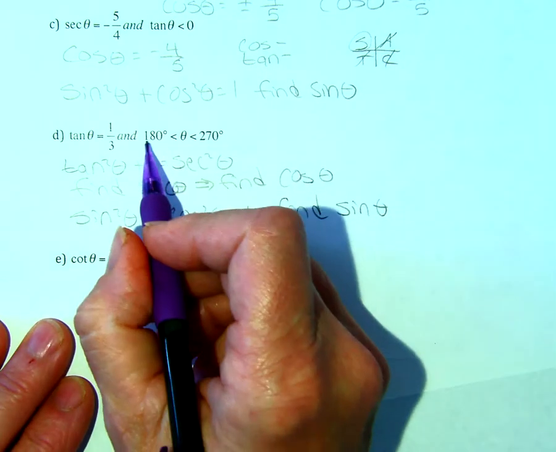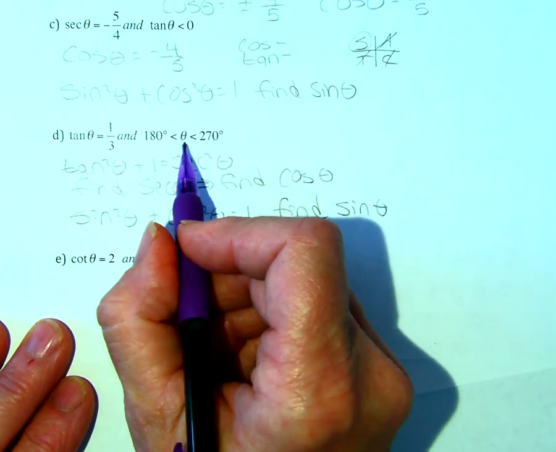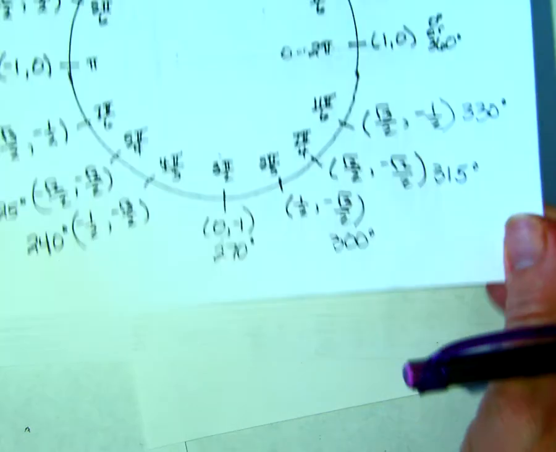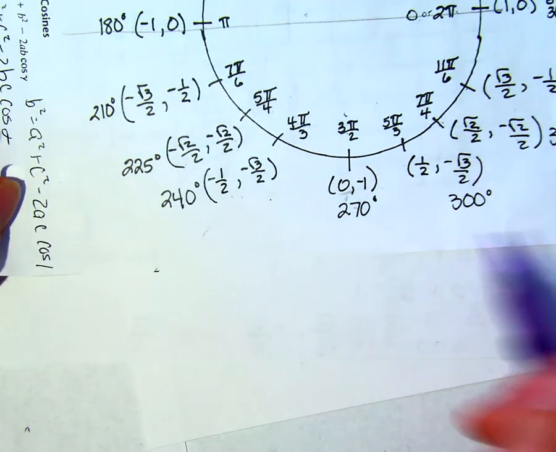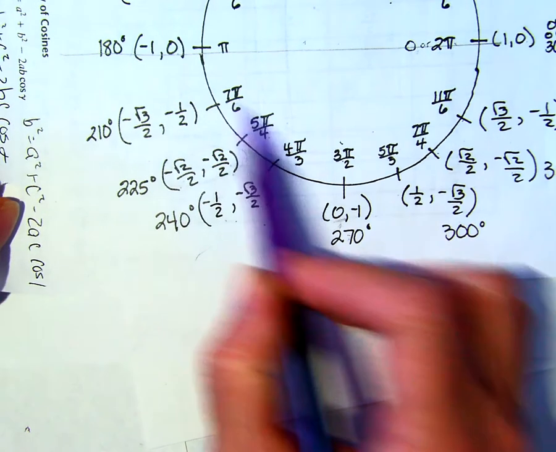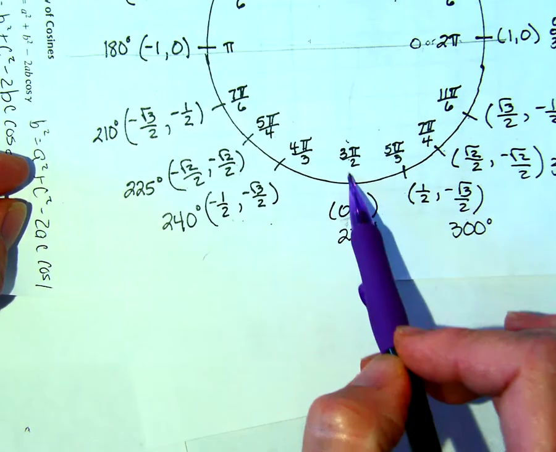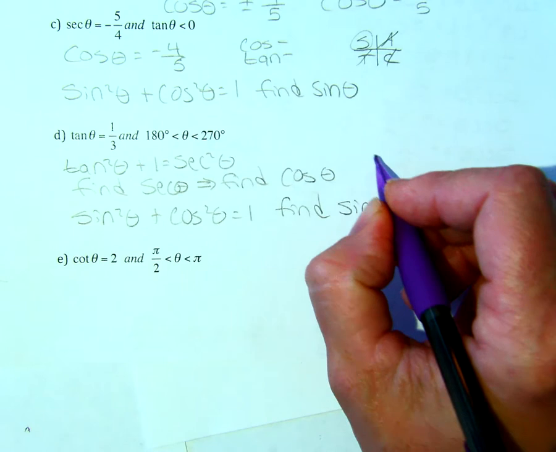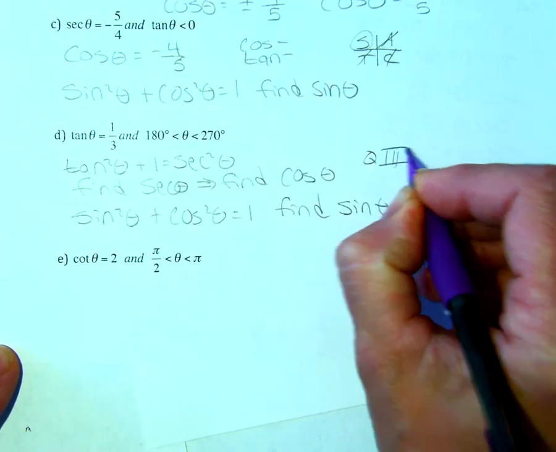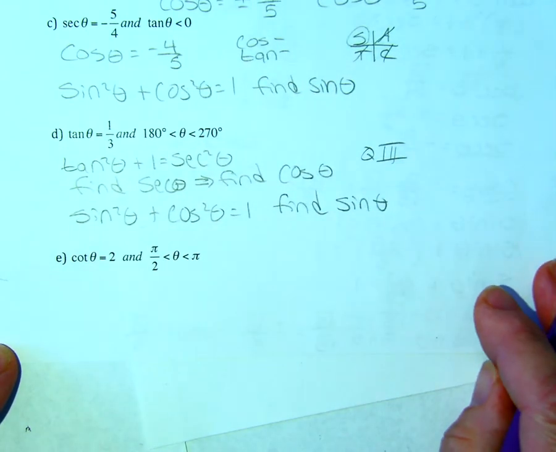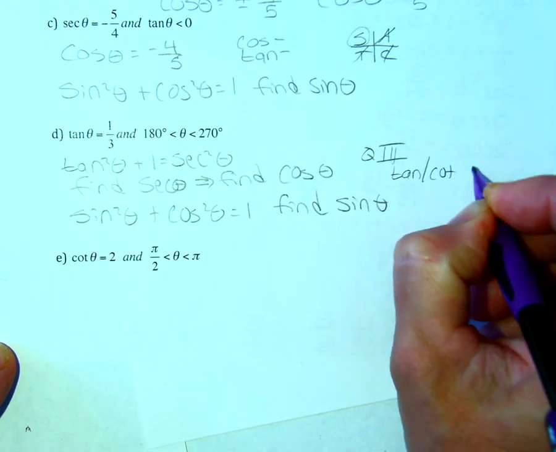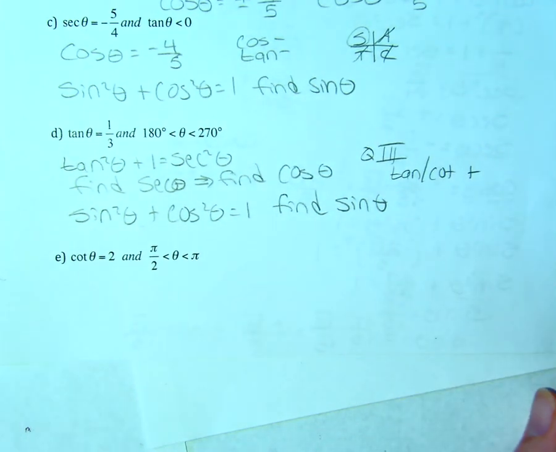Now look at this mess here, 180, 270. This is similar to one you did in the homework. So it says between 270 and 180. So here's 270, here's 180. What quadrant is this? This is quadrant 3. So I would say quadrant 3. And what do you know about quadrant 3? All Students Take Calc, only tangent and cotangent will be positive if you were to do that problem.